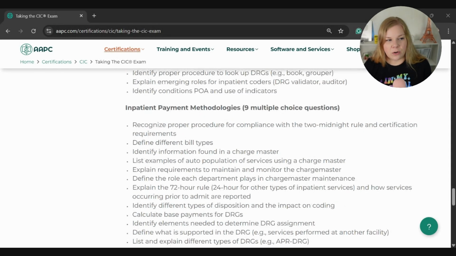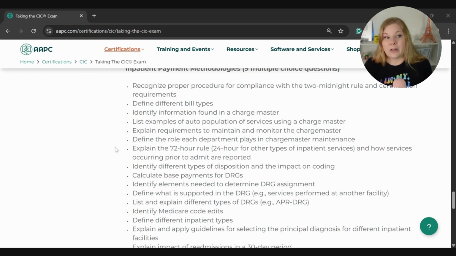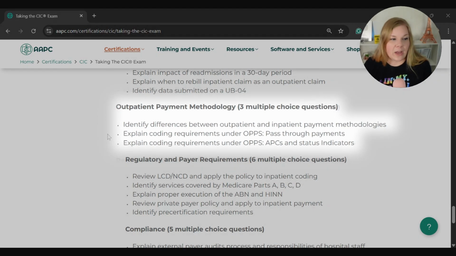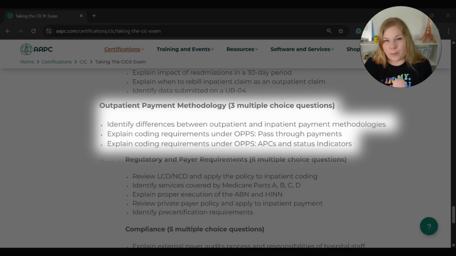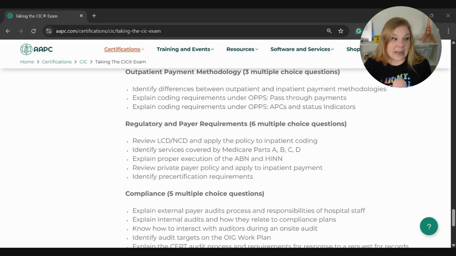Then we have 9 questions that are based off of the IPPS, the inpatient payment methodologies. So compliance with things like the Two-Midnight Rule, the different bill types, questions maybe even about the UB-04 form, how to calculate DRGs, the 72-hour rule, defining what a DRG is, how it gets utilized in the inpatient facility, and then things like readmissions. And then we have some OPPS methodologies, the outpatient prospective payment system, because that is still some facility related stuff. So the difference between that OPPS and the IPPS, pass-through payments, APCs, status indicators.